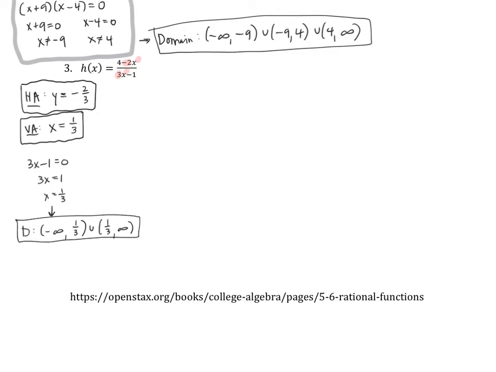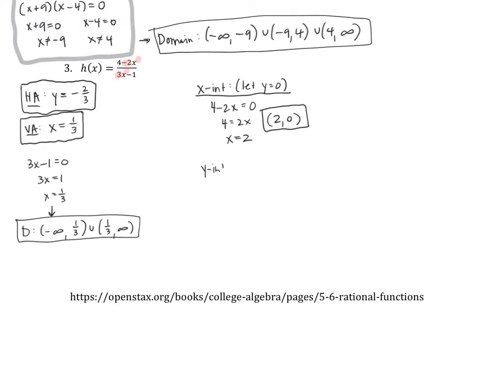And now we want to find the x-intercepts and the y-intercept. So x-intercept, remember we let y be 0. And remember that means you're just looking at the numerator. So 4 minus 2x is equal to 0. So if we add 2x to both sides, we get 4 equals 2x. Divide by 2, we get x equals 2. Okay, so we have 2, 0 as our x-intercept.